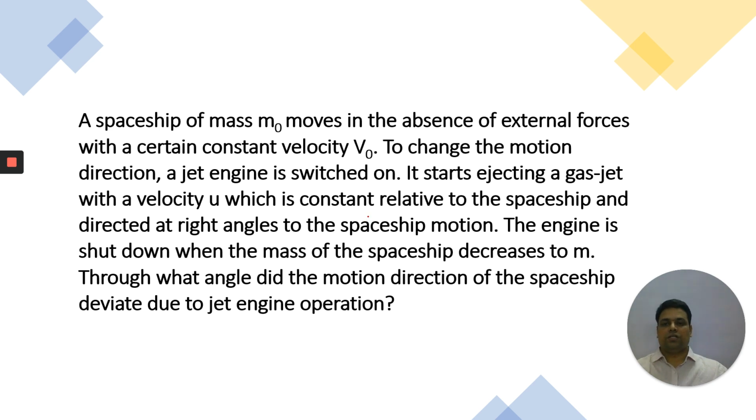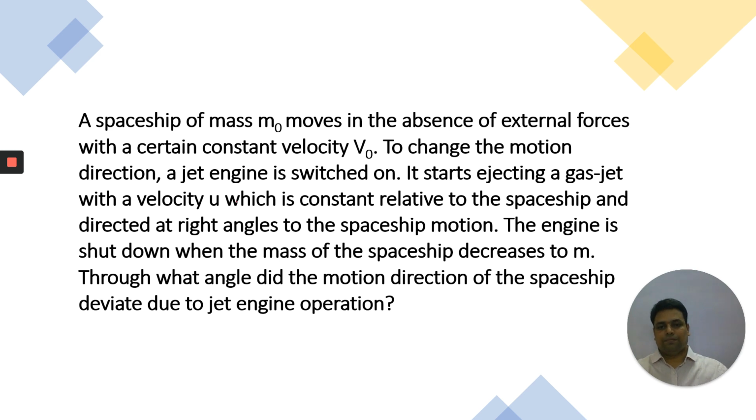This is another question. A spaceship of mass m₀ moves in the absence of external forces with certain velocity v₀. To change the motion direction, a jet engine is switched on. It starts ejecting a gas jet with a velocity u, which is constant relative to the spaceship, and directed at right angles to the spaceship motion. The engine is shut down when the mass of the spaceship decreases to m. Through what angle did the motion direction of the spaceship deviate due to jet engine operation?